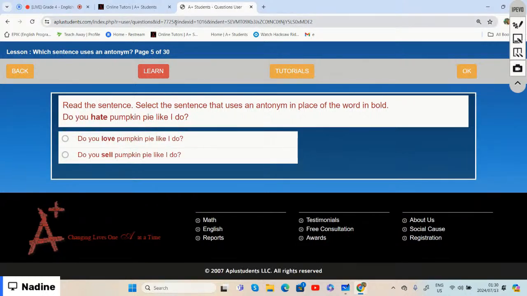It says, do you hate pumpkin pie like I do? Hate is a very strong word, but hate. What is the opposite of hate? Is it option one, do you love pumpkin pie like I do, or option two, do you sell pumpkin pie like I do? The opposite of hate pumpkin pie. Is it love pumpkin pie or sell pumpkin pie?